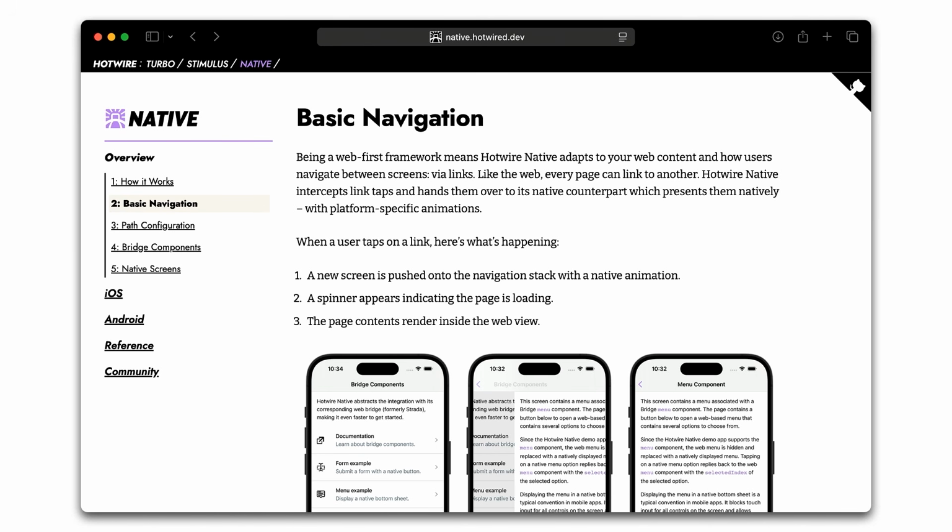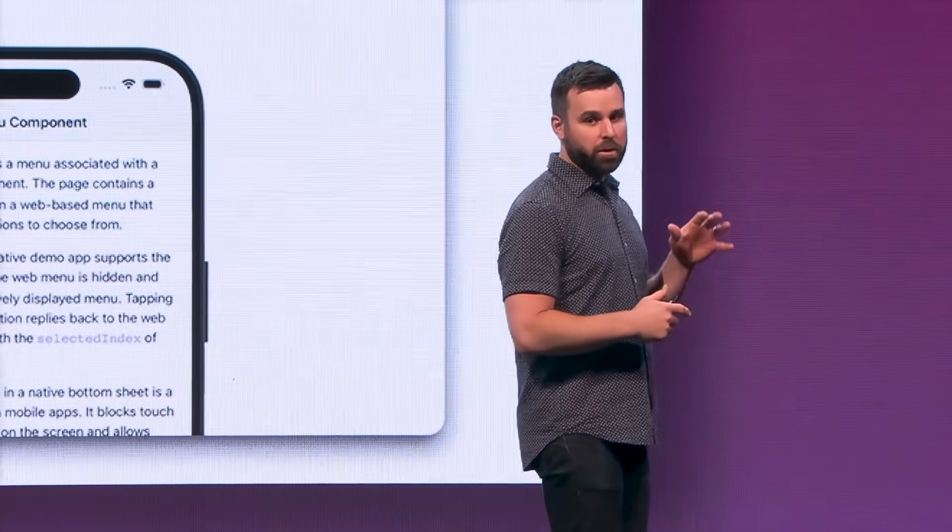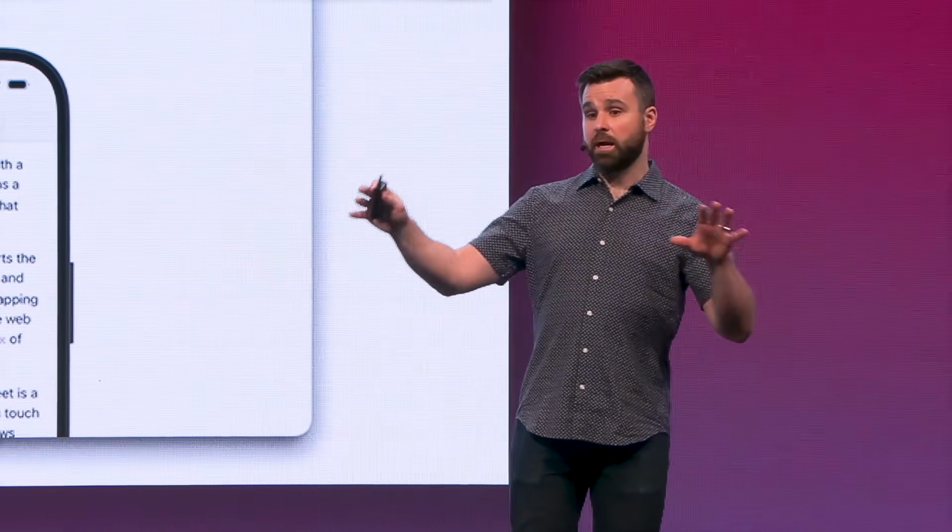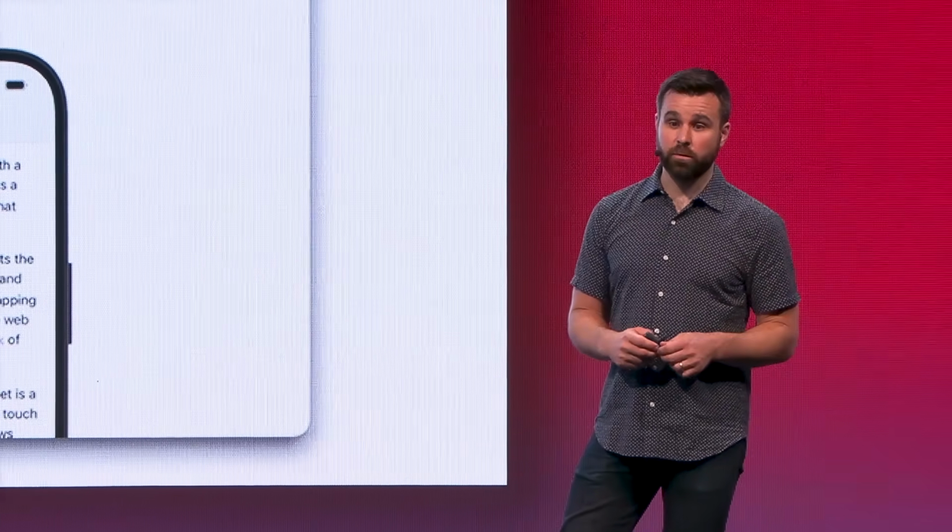native.hotwire.dev. Check out the iOS and Android Getting Started guide, and that will walk you through taking your Rails server to iOS and Android and really seeing what Hotwire Native can do in 12 lines of code.